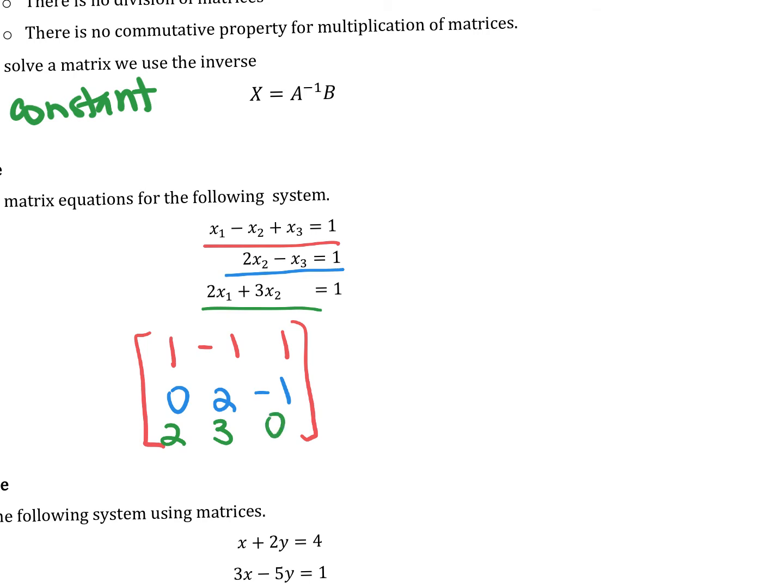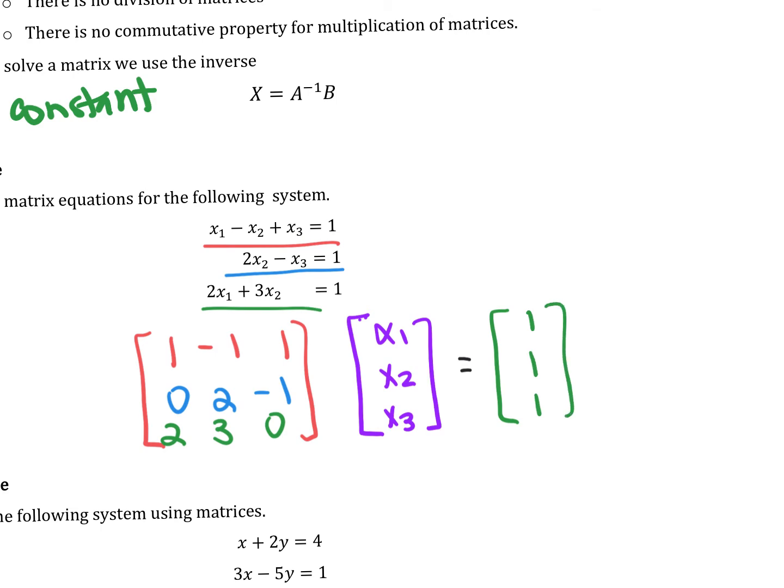Next thing I'm going to do is write my variable matrix. My variable matrix here is the 3 variables that are sitting in the actual problem, which are x1, x2, and x3. And that has to equal the constant matrix, which are the numbers that are sitting out here. That's equal to 1, 1, 1. And now this is the matrix A, this is the matrix X, and this is the matrix B.